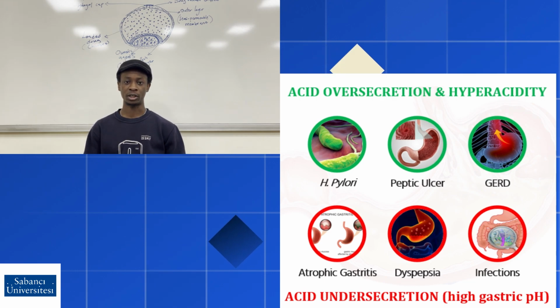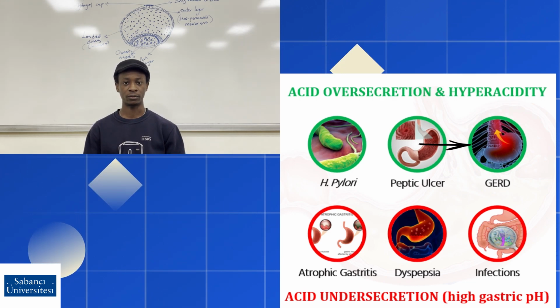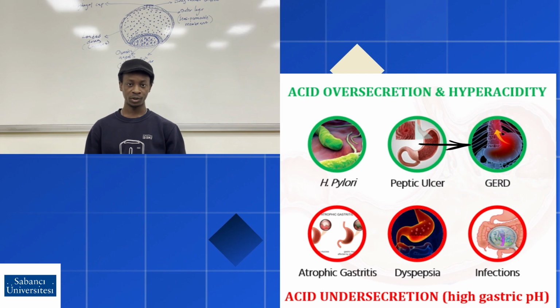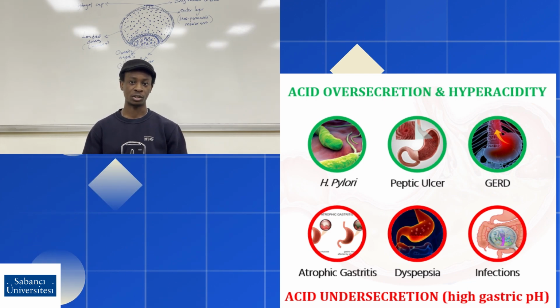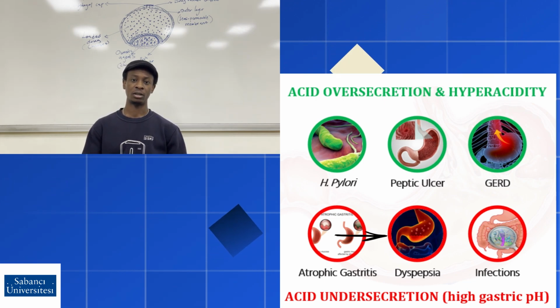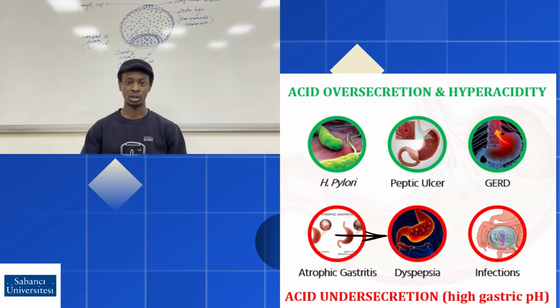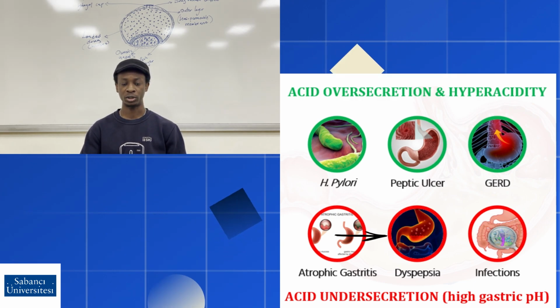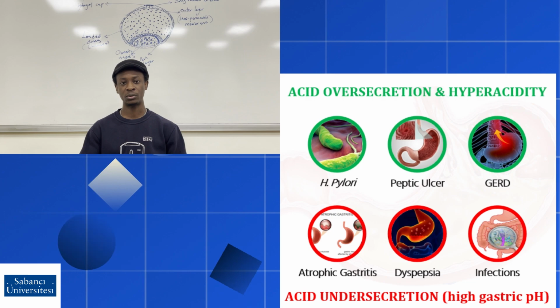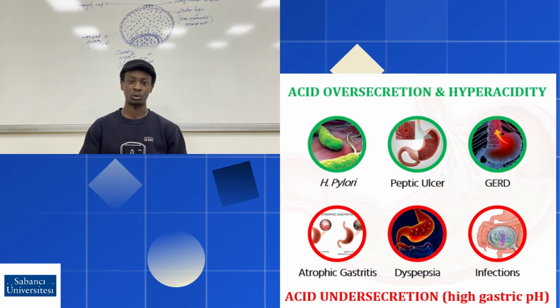For example, we have gastric reflux, which is a consequence of gastric hyperacidity. And on the other hand, we have indigestion or dyspepsia, which is a consequence of too low gastric acidity and high stomach pH. And these conditions actually have clinical and humanistic ramifications for their patients.